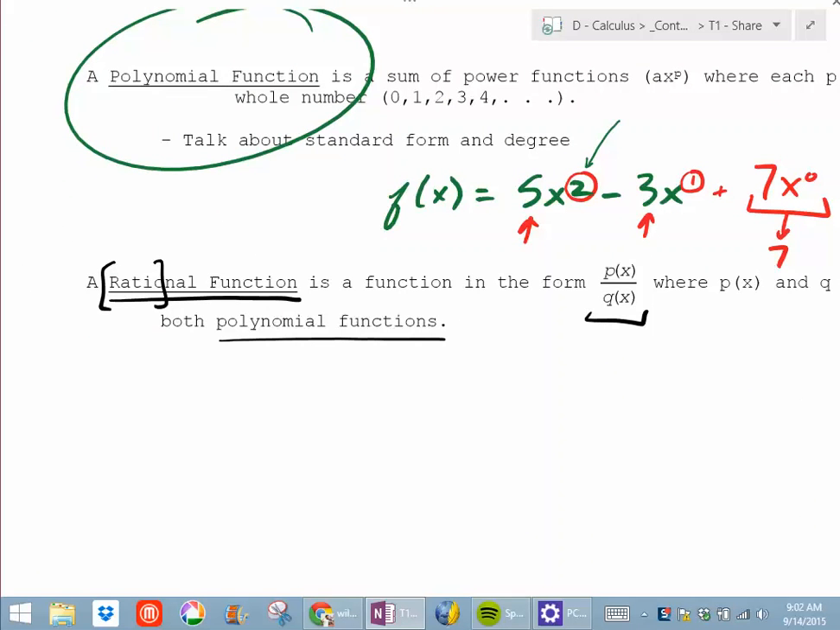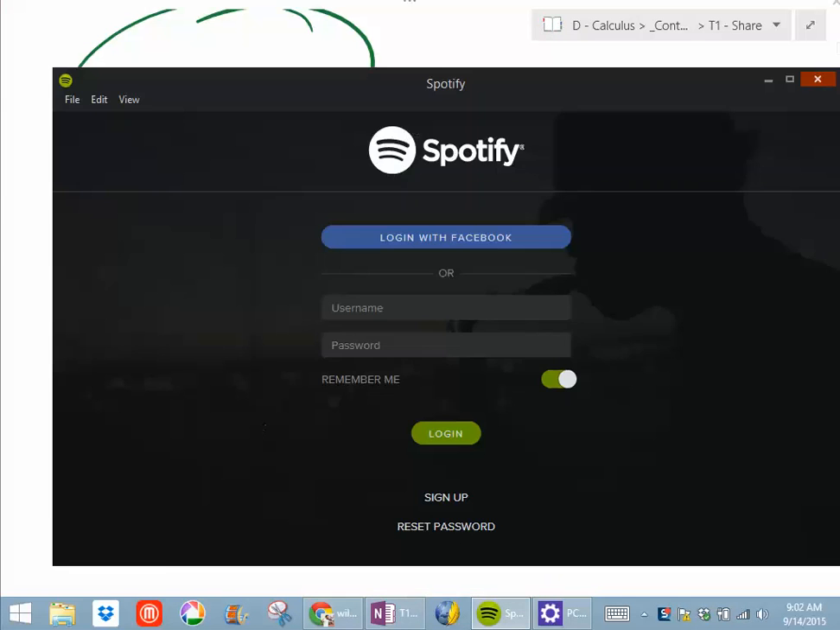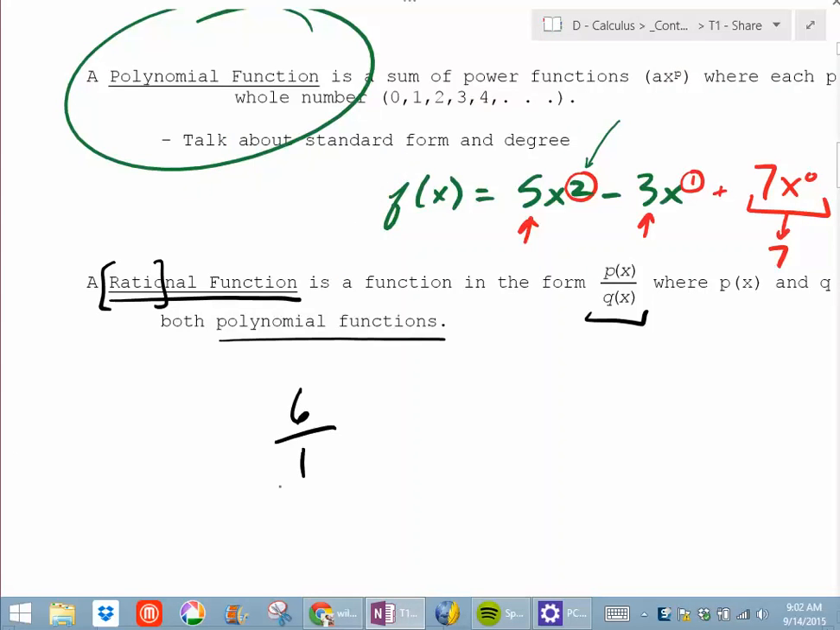You've seen them your entire math life, pretty much, because what numbers are fractions? All of them. All the numbers are fractions, because you can put any number over 1. So 6 over 1 is a fraction. Is that a polynomial? Is 6 a polynomial? Sure. So have you really seen polynomials your entire life?